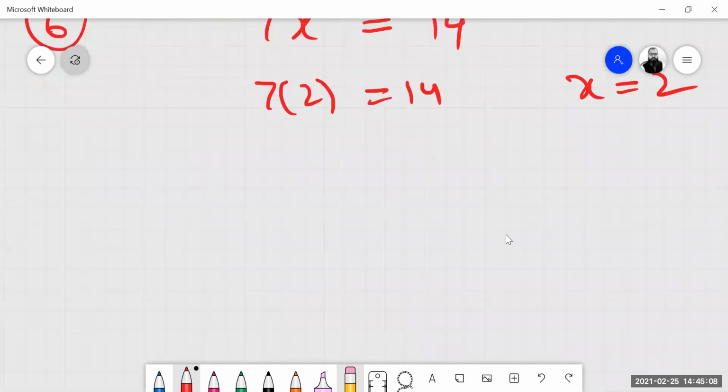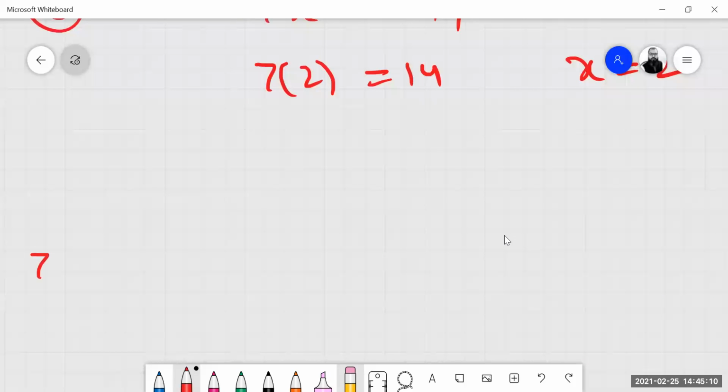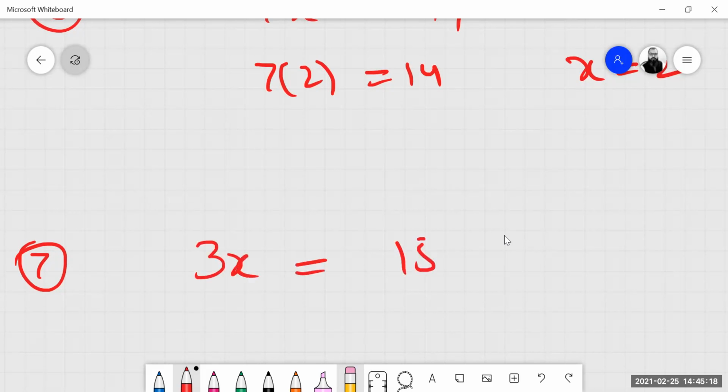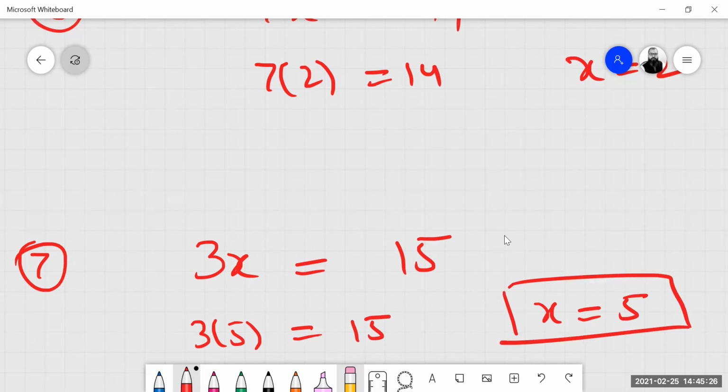Question number 7. When we multiply the number by 3, we get 15. 5. Easy, easy.